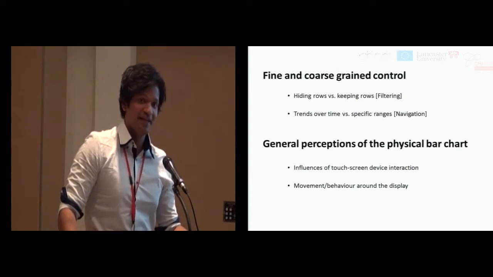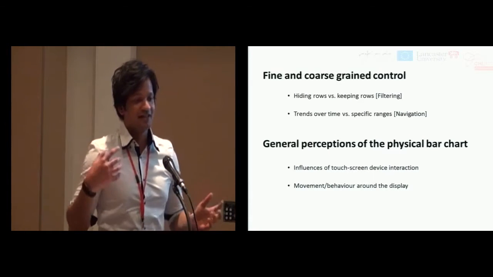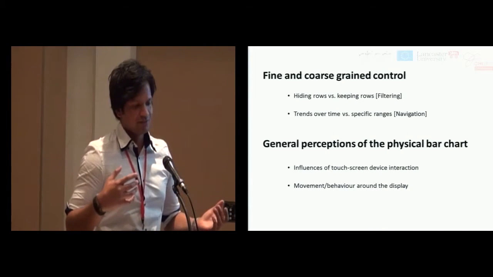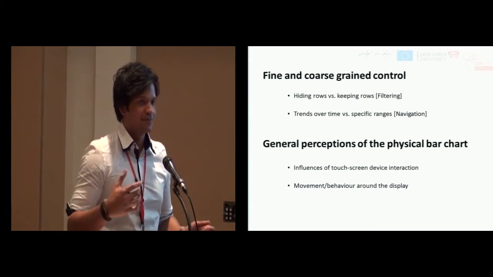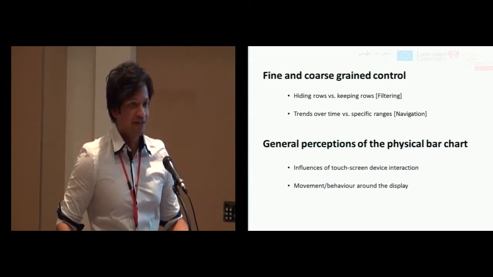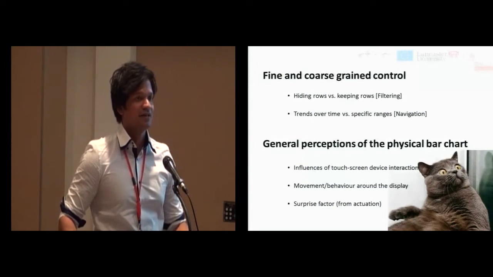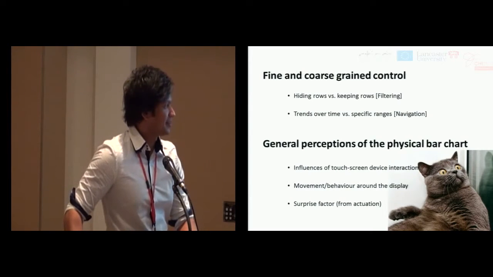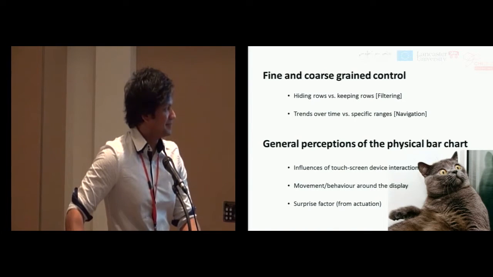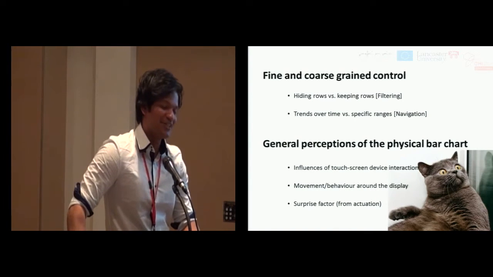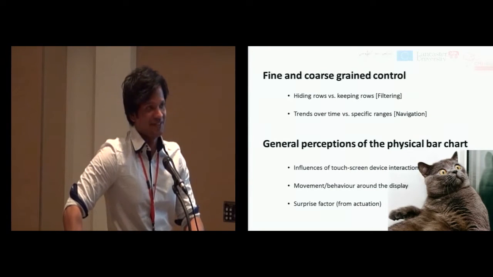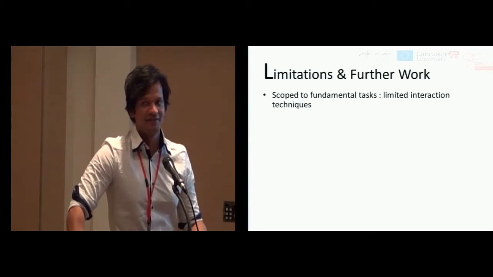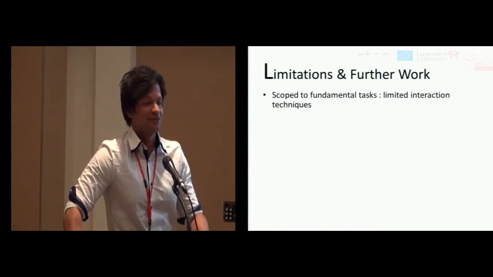And we looked at some of the movement and behaviors that participants had around our eMERGE platform, and they would sometimes move around the display or change their posture in order to get a better view to look at trends over time and compare two rows, for example. There was also a surprise factor. The actuation speed is an important design consideration, because if the actuation is way too fast, this might increase the surprise factor. And if the actuation is way too slow, users might become impatient.